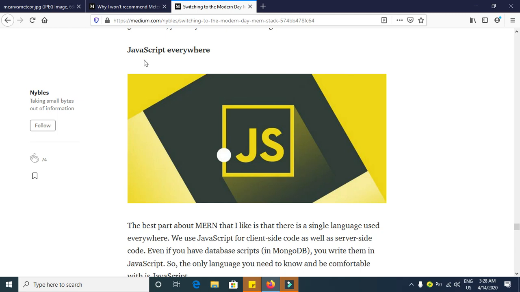The opposite here in MERN stack, you are in charge. You write whatever you want with the exact way that you want, and you know everything about what you have in your application. JavaScript everywhere.